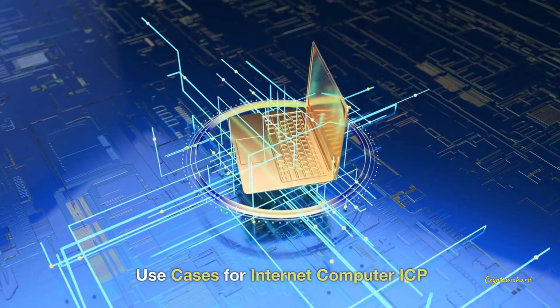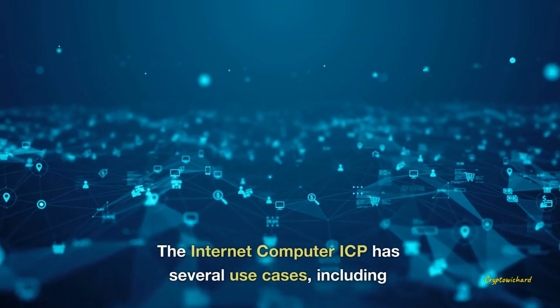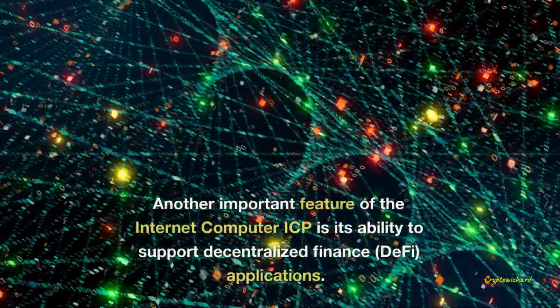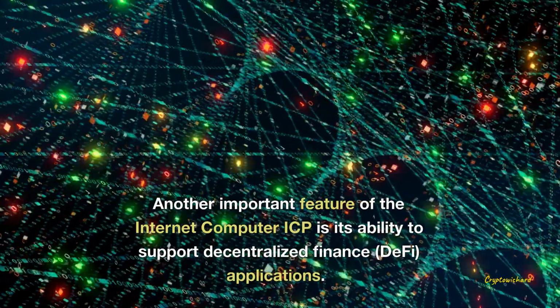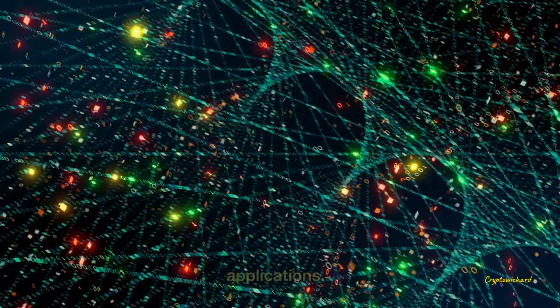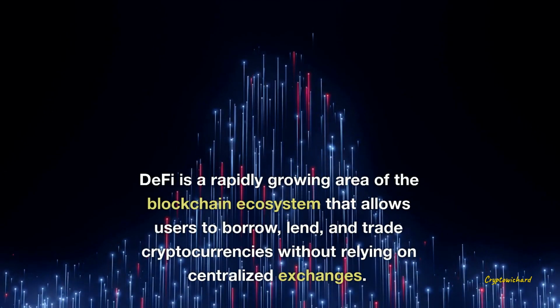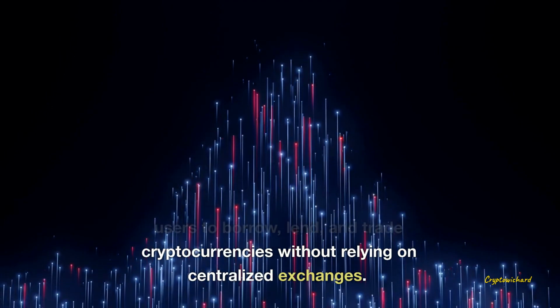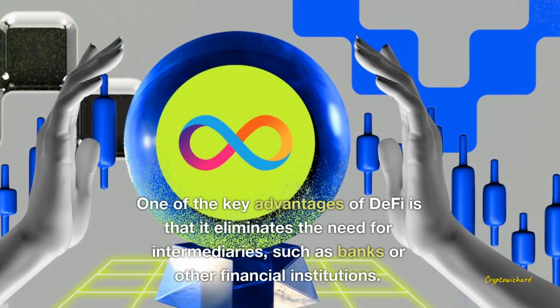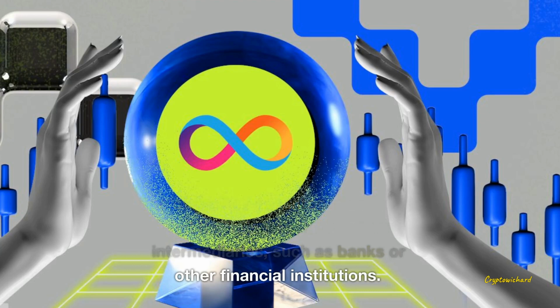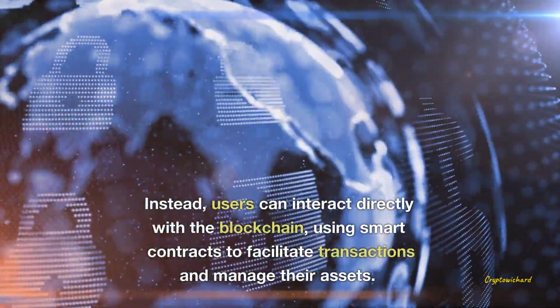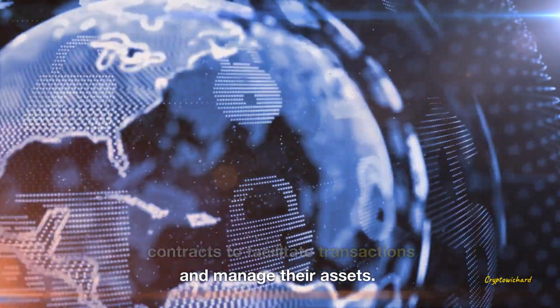Use cases for Internet Computer ICP. The Internet Computer ICP has several use cases, including: another important feature of the Internet Computer ICP is its ability to support decentralized finance, DeFi, applications. DeFi is a rapidly growing area of the blockchain ecosystem that allows users to borrow, lend, and trade cryptocurrencies without relying on centralized exchanges. One of the key advantages of DeFi is that it eliminates the need for intermediaries, such as banks or other financial institutions. Instead, users can interact directly with the blockchain, using smart contracts to facilitate transactions and manage their assets.